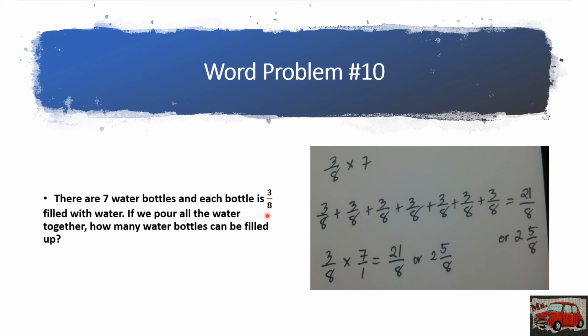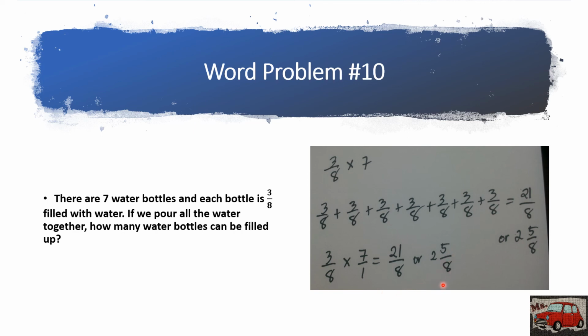Okay? So, what we need to do is to multiply 3 over 8 and 7. Okay? So, we can do that. I-add natin yung 3 over 8 ng 7 na beses and the answer is 21 over 8 or 2 and 5 over 8. Okay? Or we can just simply multiply this one and yung whole number magiging 7 over 1 and we get the same answer, 21 over 8 or 2 and 5 over 8.